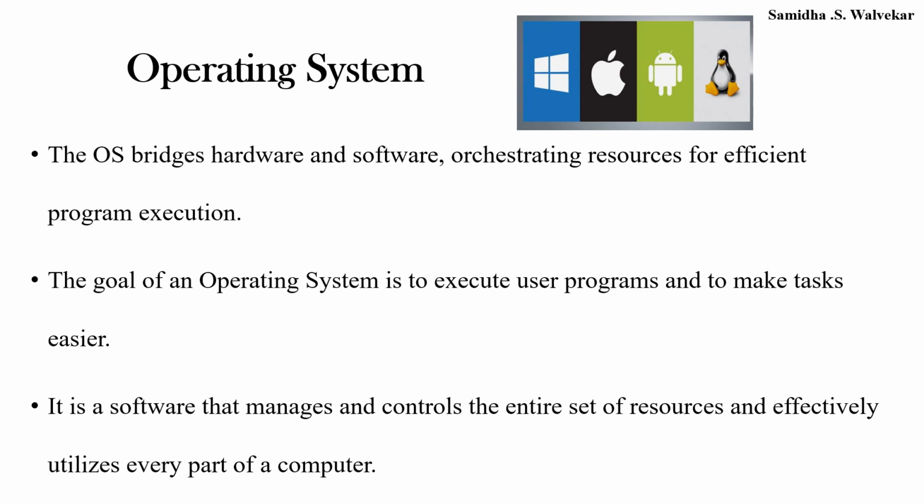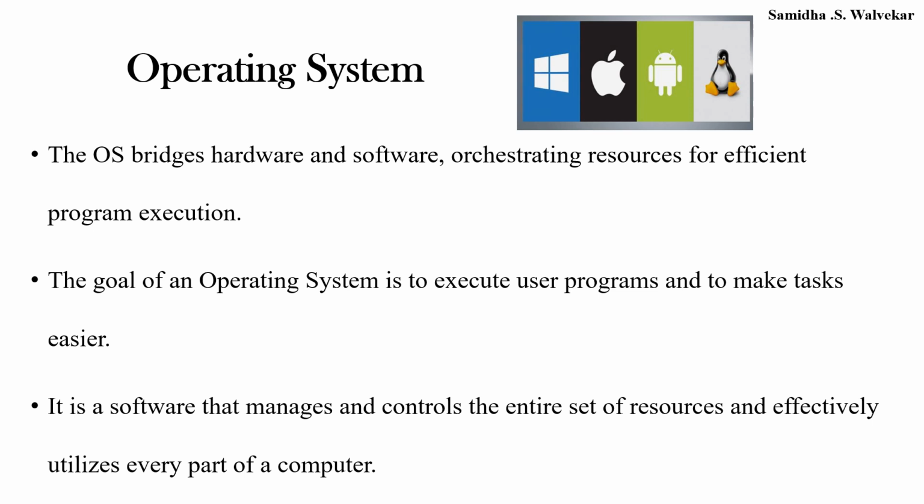Next important point in computer architecture is operating system and different concepts regarding it. Operating system bridges the hardware and software, orchestrating resources for efficient program execution. Operating system is basically a bridge between the computer hardware and software applications. It manages the resources and allows the application to run efficiently. The goal of operating system is to execute the user programs and make the task easier.